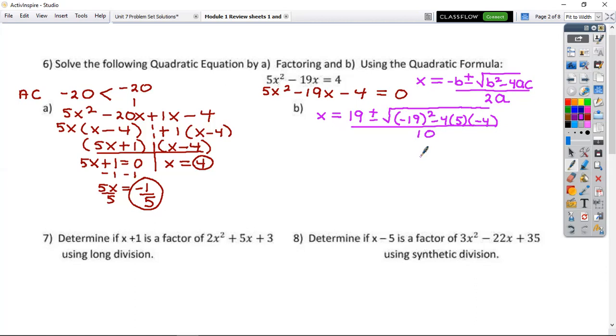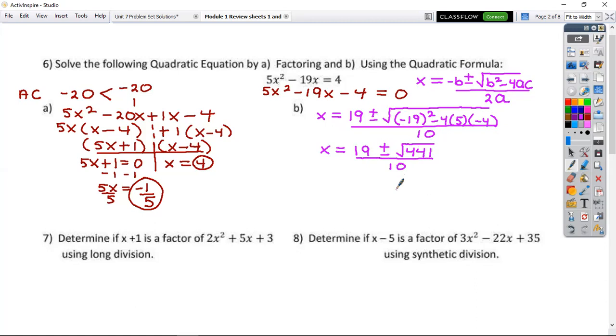Okay, get those calculators out. And your value underneath the square root is equivalent to 441, if I'm not mistaken. Yes. And then all over 10.